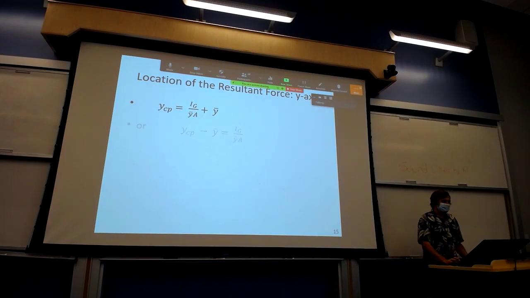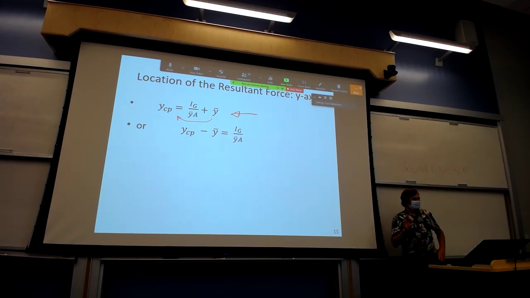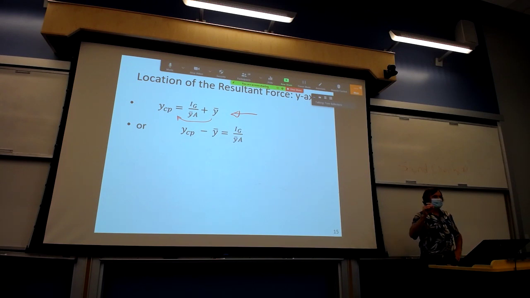So, I want to go back a few slides because I said this slide was out of order. So, the location of the resultant force along the y-axis. I left you with this equation, but if we just bring y bar to the other side, ycp minus y bar is equal to Ig over y bar A. Again, that right-hand side is always greater than or equal to 0. And what that says is that ycp minus y bar must be greater than or equal to 0. So again, the center of pressure is always at or below the center of area. That's what that says.